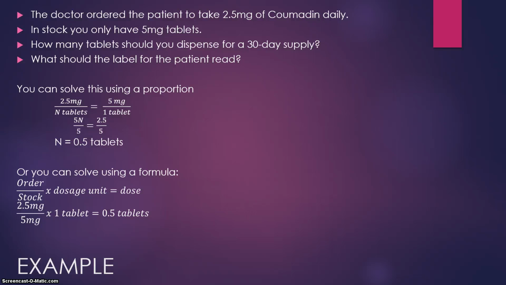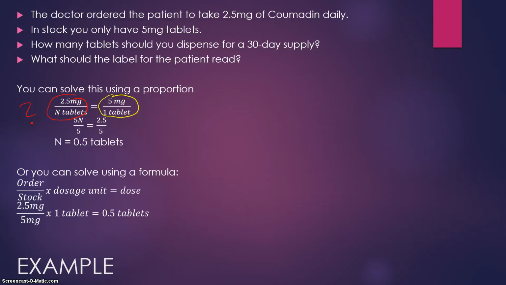So you can solve this problem by using a proportion. On one side of the proportion, you have your unknown, or in other words, your question. And on the right side, or whichever side you choose to put it on, you have your known relationship. We know that one tablet is equivalent to 5 milligrams. On the left, we have 2.5 milligrams, and we don't know how many tablets we need to make 2.5 milligrams.